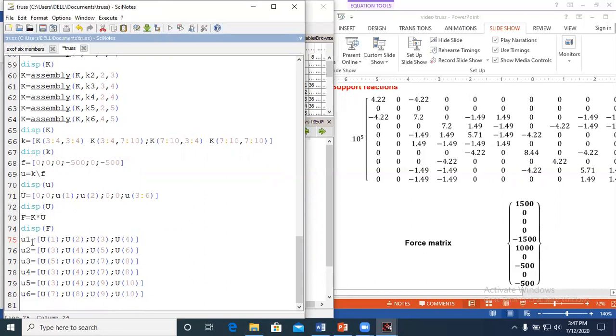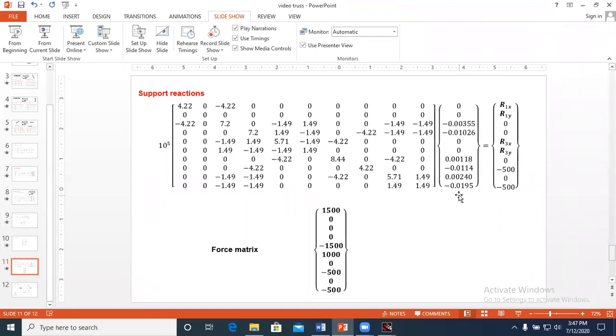Now why have I written that? Because element number 1 is connected to nodes 1 and 2. Element 2 is connected to 2 and 3. Element 3 is connected to 3 and 4. Element 4 is connected to 2 and 4. Element 5 is connected to 2 and 5. And element 6 is connected to 4 and 5. After that I will show you how to calculate the stress matrices.